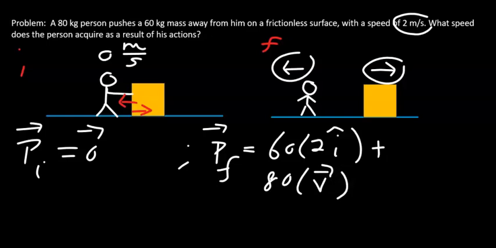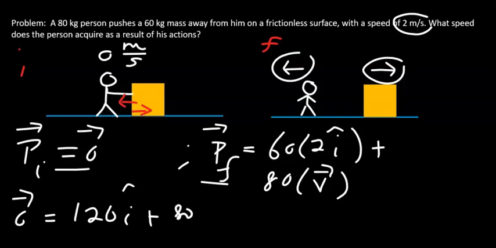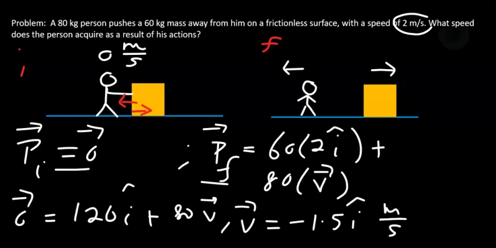From conservation of linear momentum, this must be the same as that. So 0 equals 120 i hat plus 80 times that vector v. And you can solve for vector v, which is minus 1.5 i hat meter per second. So the person acquired the speed of 1.5 meter per second and in the direction of minus i hat, the leftward direction that is. That solves the problem.